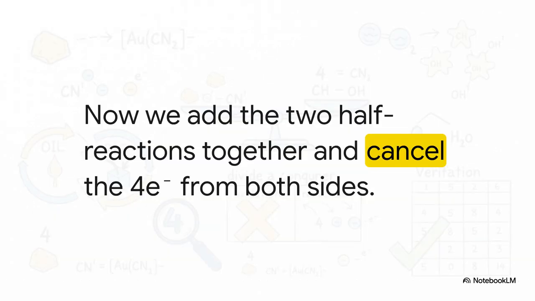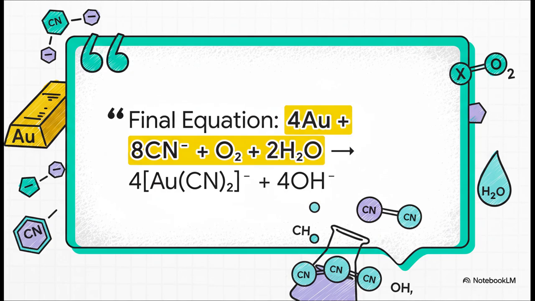Now that the electrons match, the last step is the easiest one of all. We're just going to add everything on the left side of both equations together and then add everything on the right side of both equations together. And because we have 4 electrons on the left and 4 on the right, poof, they cancel each other out. They just disappear. And there it is, the final balanced equation. Hey, does that look familiar to you? It should. It is the exact same equation we saw on that very first puzzle slide. We did it! We built the whole thing from the ground up. That is some fantastic work.